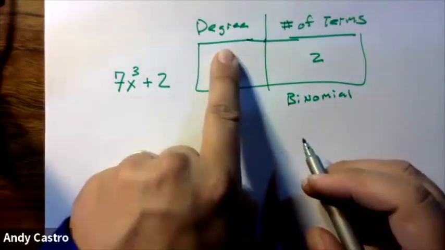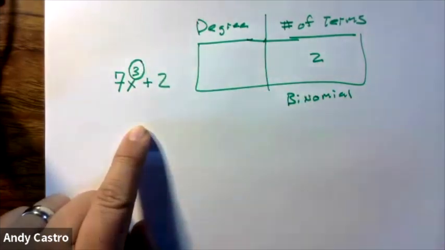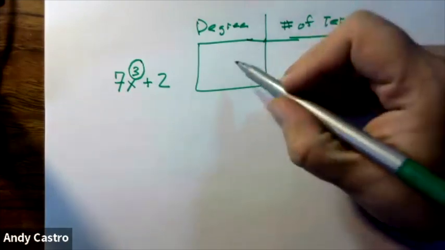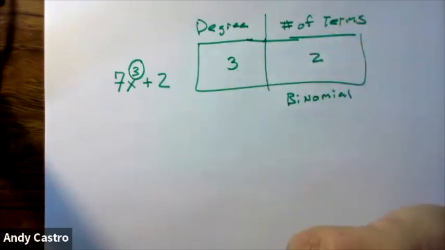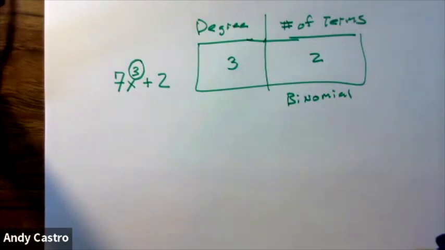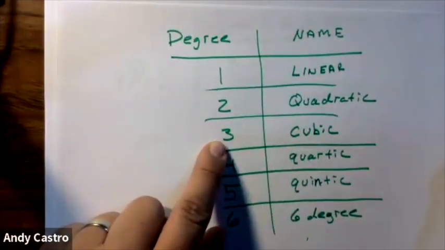All right, what about its degree? And remember, degree has to do with the exponent on the variable, the highest exponent on the variable. And for this, that is a 3. So if I look at my chart for degree 3, what is the word that I'll use? Anybody know? For degree 3, what's the word I'm going to use?